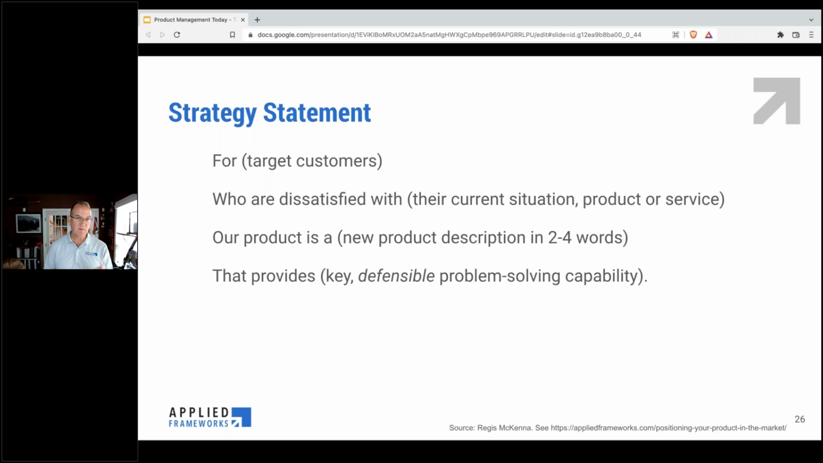that provides a key defensible problem-solving capability. And this is probably the most important line to get right. So let me talk about defensible. A defensible problem-solving capability is the key differentiator that is hard to copy without extreme expense. So it may be your unique value proposition that nobody else currently has. So our product is a web-based application that provides automated business model generation. That would be our ultimate automation solution for product management.